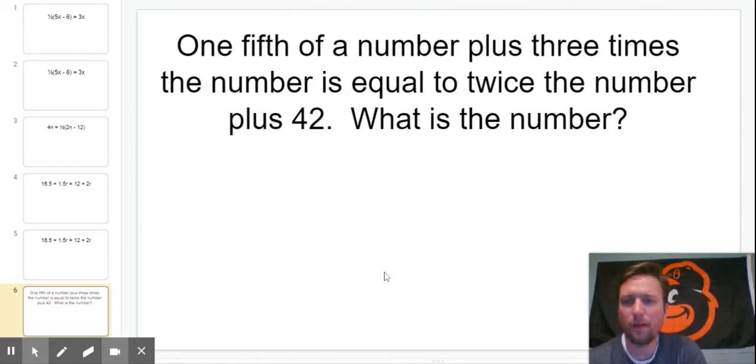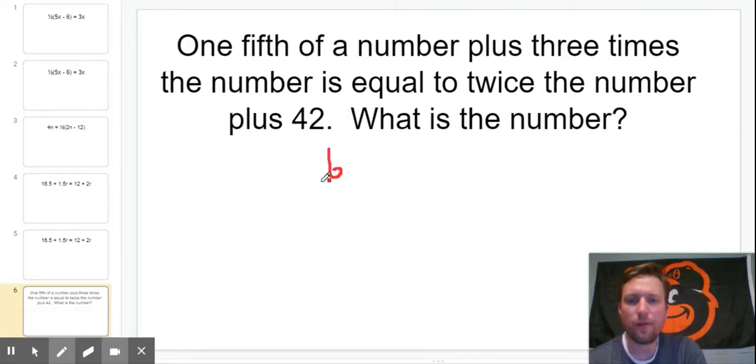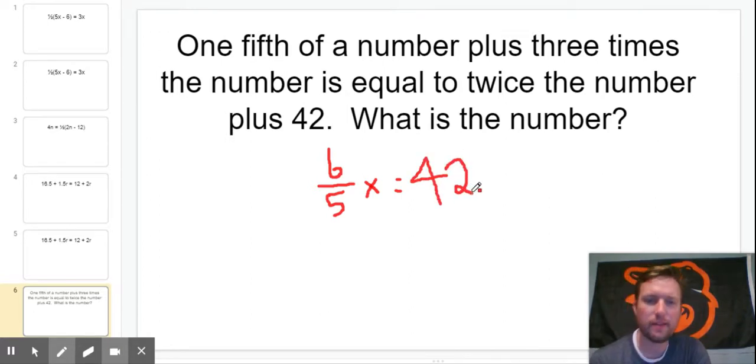And I believe where we left off, we were writing 1 1/5 as an improper fraction, 6/5 x equals 42. And you might say, well, wait a minute, Mr. Will, why am I writing 1 1/5 as 6/5 x? And really the reason why is because we're not going to be dividing fractions. Instead, we're going to multiply the reciprocal. In order to multiply the reciprocal, we need to turn our mixed number, 1 1/5, and make it an improper fraction. So I have made 1 1/5 into 6/5.